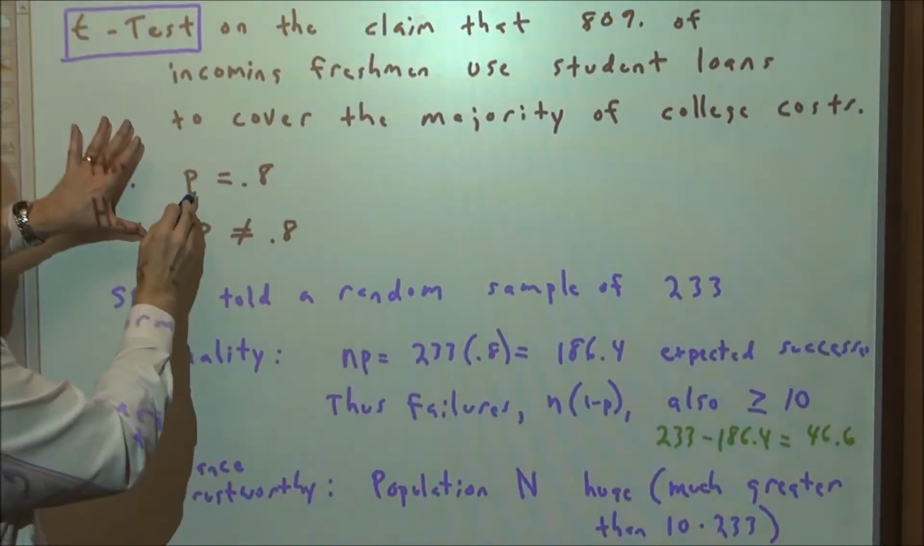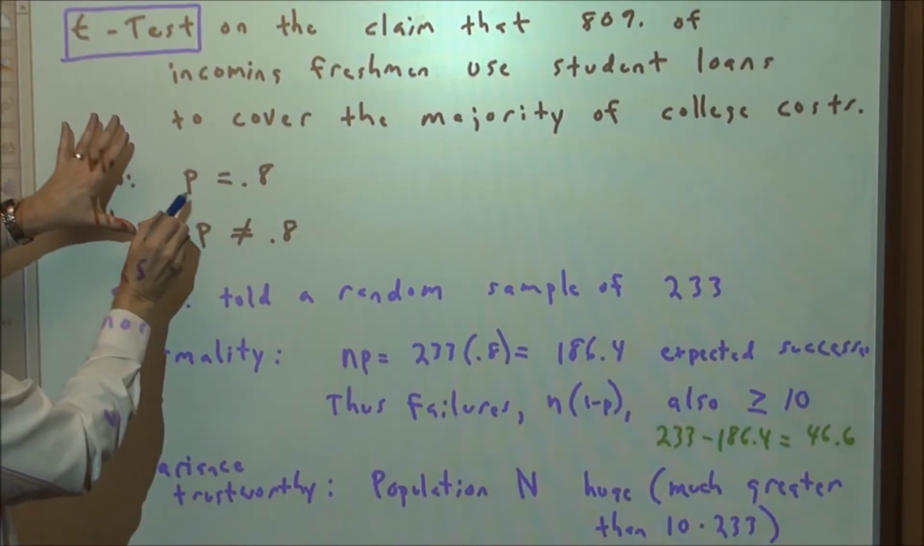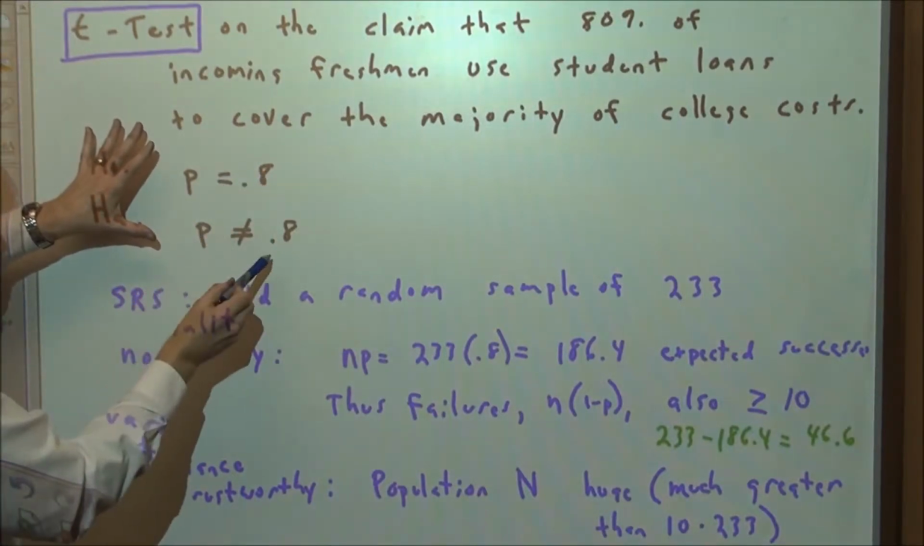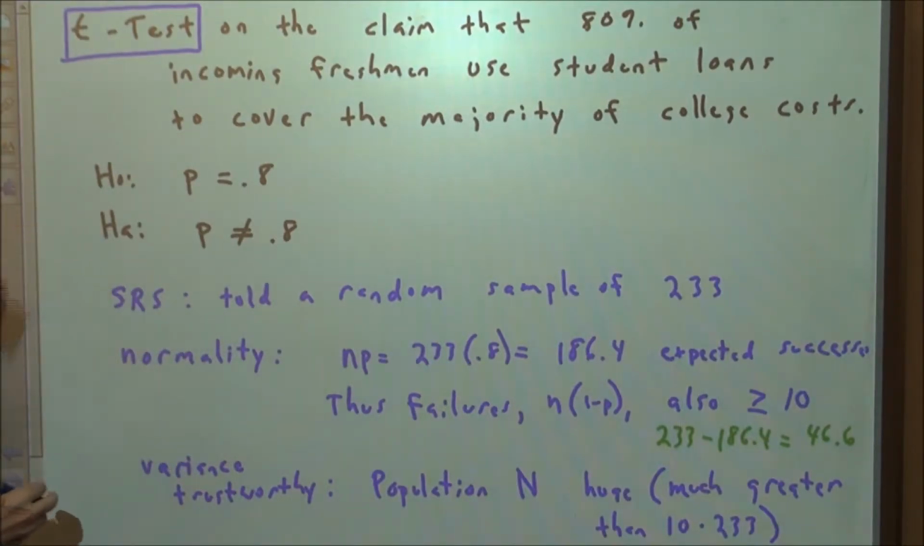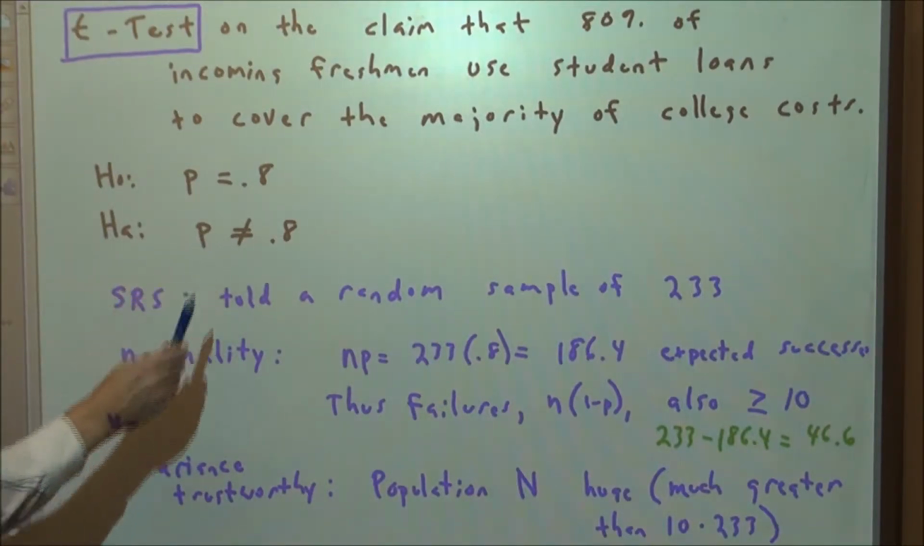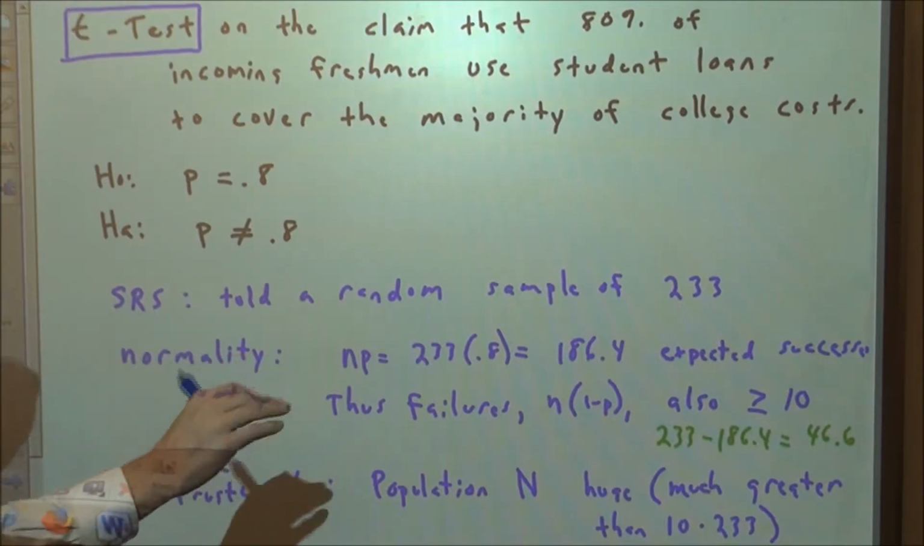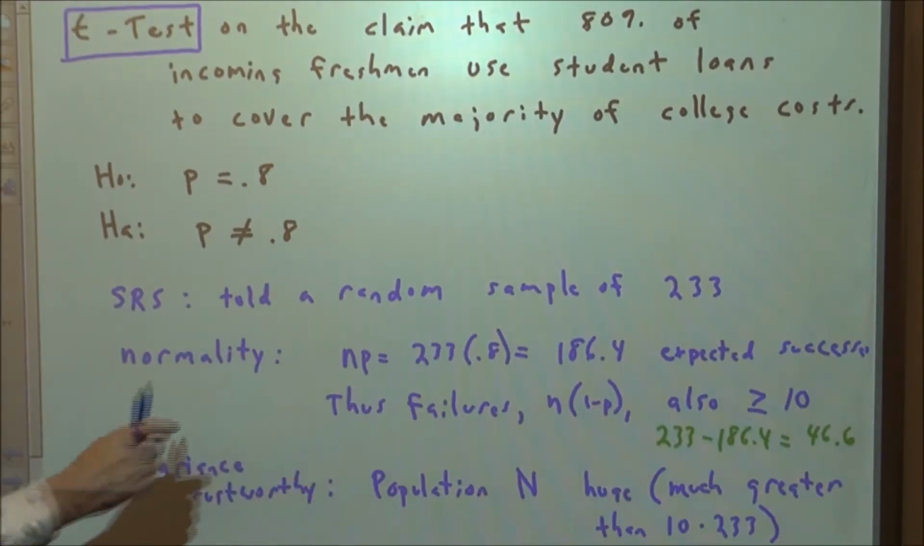Then we write down the claim. The claim of the admissions officer was that p was equal to 0.8. We write the complement down. This one has the condition of equality, so it's the null. There's the alternative. Note that it's a two-tailed alternative. We're going to have to double the area under the curve to get our p-value. We'll get to that in a minute.